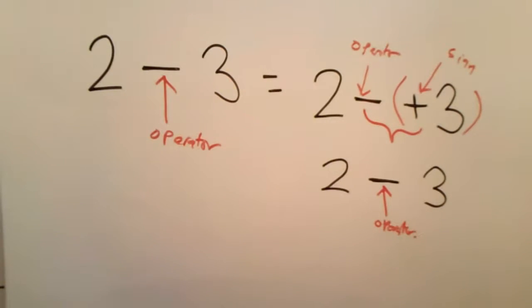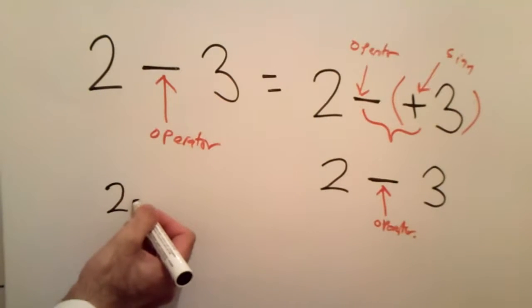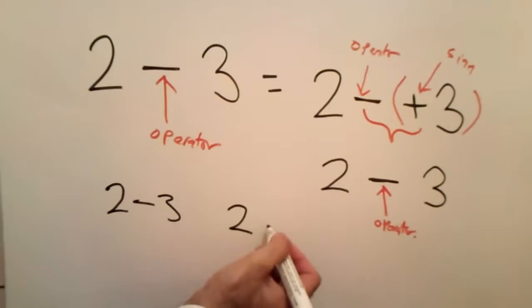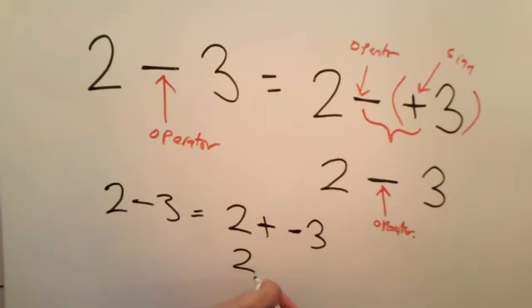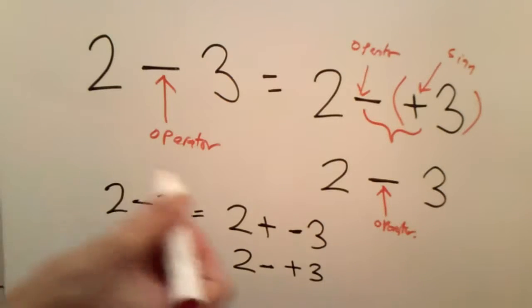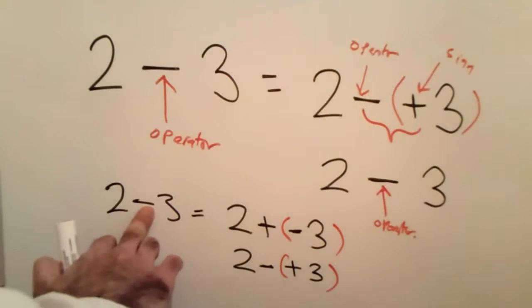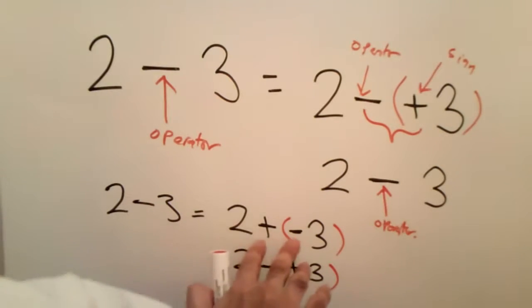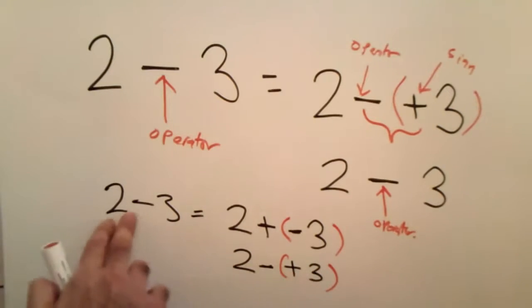So in these 2 examples, we've looked at how 2 take away 3, 2 minus 3, can be rewritten as 2 plus negative 3, or 2 minus positive 3. This example was explaining how our operator here, 2 take away 3, can be split up into these 2 kinds of ways. A positive and a negative touch, and they both make a minus.